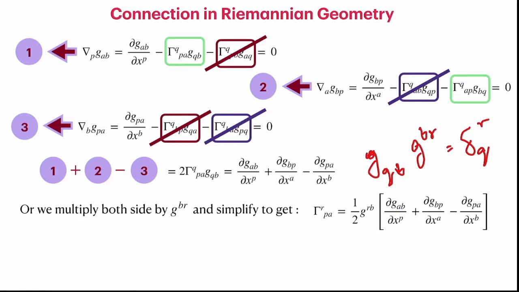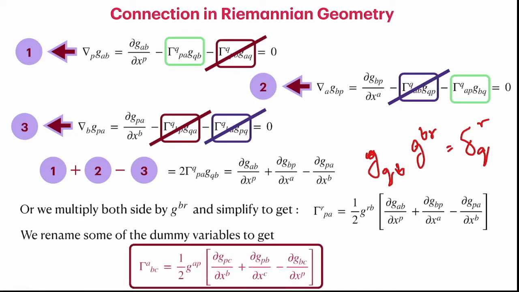Now this is a somewhat muddled up equation. We rewrite some of the dummy indices and make it look neat, and eventually we get the expression for the connection in Riemannian geometry in terms of the metric tensor: gamma ABC is equal to half G AP into the partial differential of the metric PC by X B, plus the partial differential of the metric PB with respect to X C, minus the partial differential of the metric G BC with respect to X P. So this is the connection represented in terms of partial differentials of G AB.